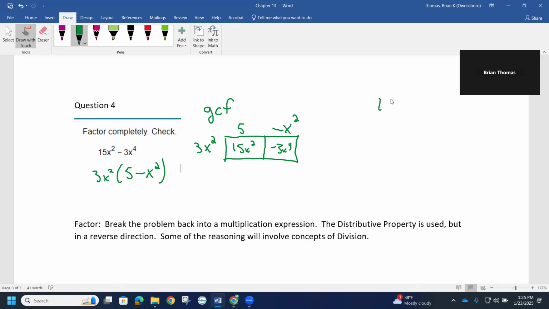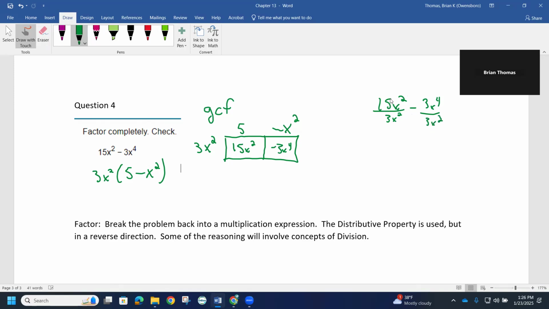So you could write this as 15x squared divided by 3x squared, minus 3x to the fourth, over, and we're dividing by 3x squared again.